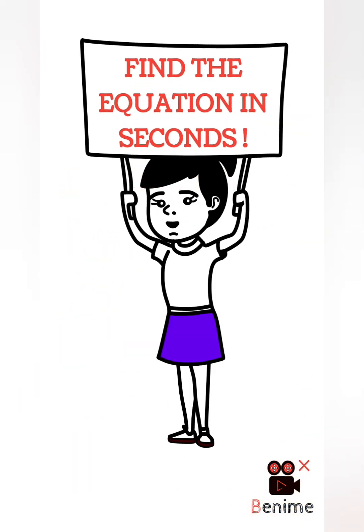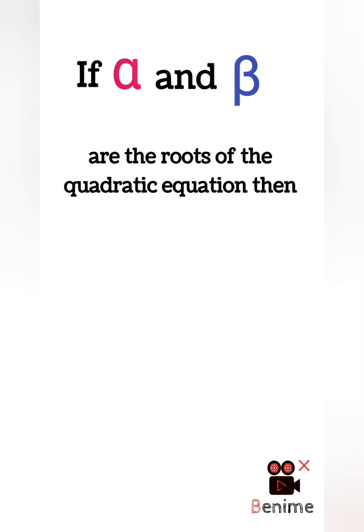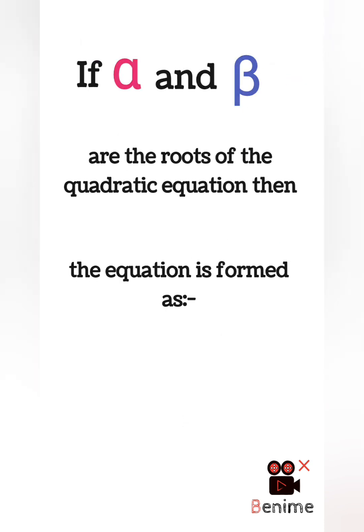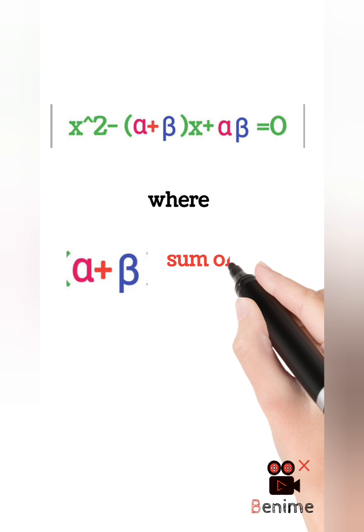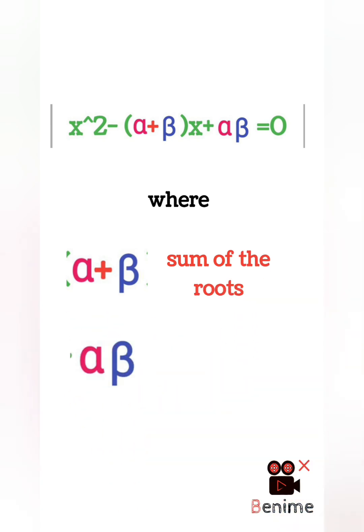Find the equation in seconds. If alpha and beta are the roots of the quadratic equation, then the equation is formed as x squared minus the sum of the roots times x plus the product of the roots equals 0. Alpha plus beta is the sum of the roots. Alpha times beta is the product of the roots.